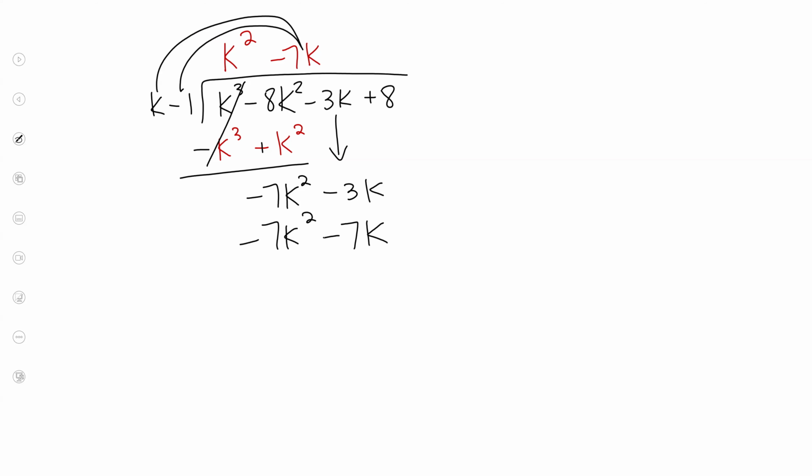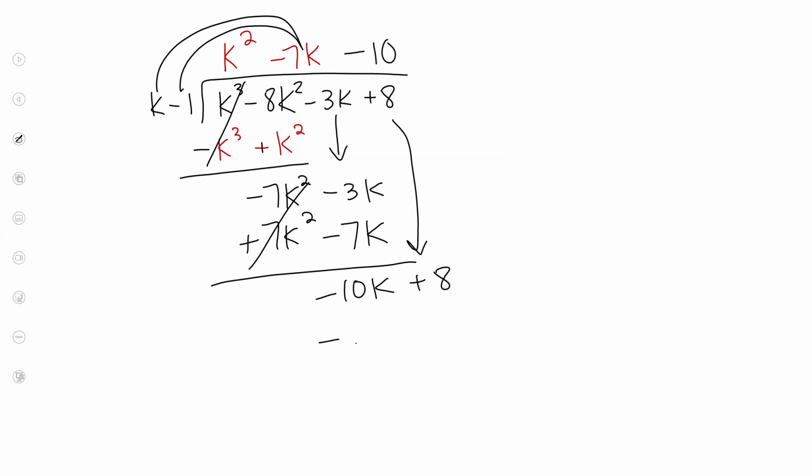Now change the signs. Those cancel. This is -10K. Bring down this next item. K times a -10 will give you this -10K. -1 times -10 is a +10. Now you change the sign. That cancels. So now you have -2 as your remainder.